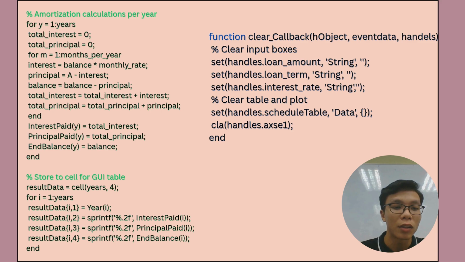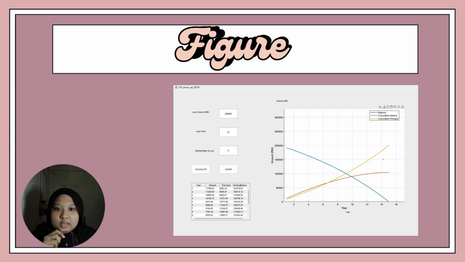year by year. In addition, the code contains a clear underscore callback function, which is triggered when the user clicks the clear button. This function resets all input fields by clearing the loan amount, loan term, and interest rate box. It also clears the result table and any graph that may have been plotted on the GUI. Next, we proceed with the figure.